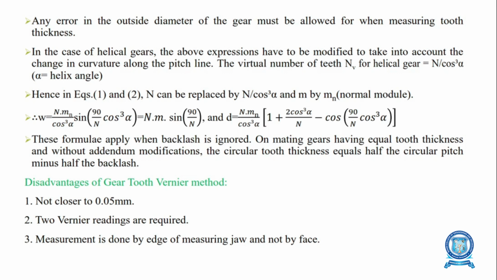So from the above equations, N can be replaced by N by cos cube alpha and M by Mn, which is called the normal module.